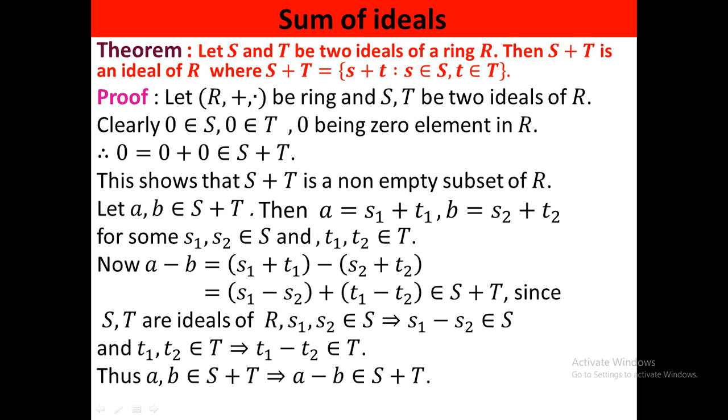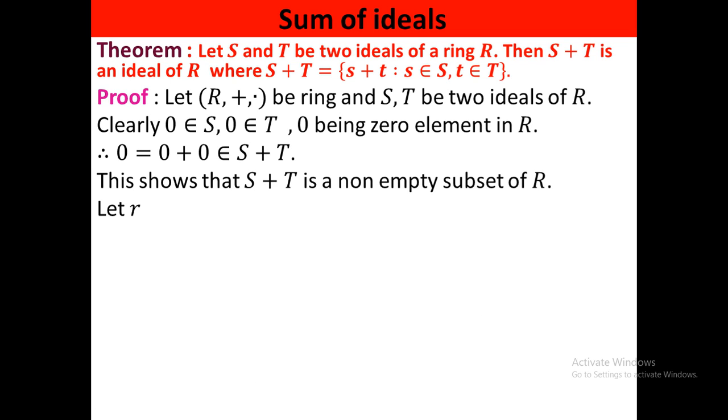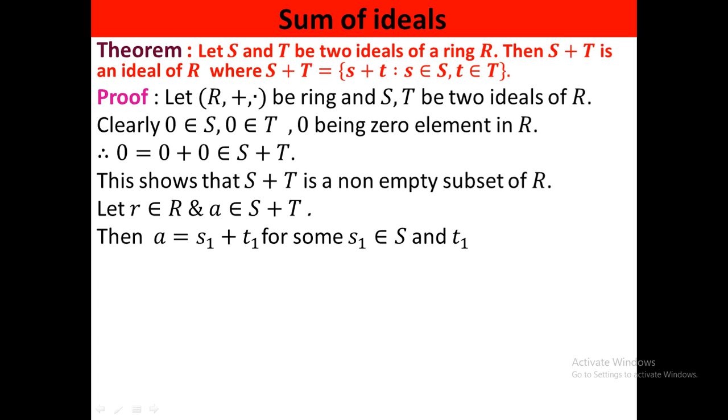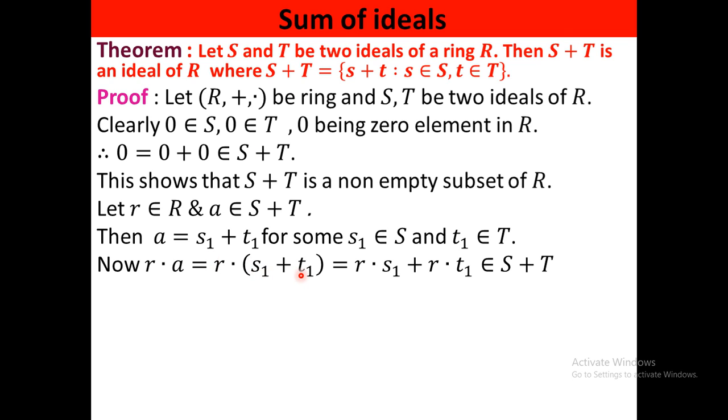Now we have to check the second condition. For that purpose, we consider two elements, one from the ring and another from S plus T. Since A is an element of S plus T, A will be in that form. That means A equals S1 plus T1 for some S1 in capital S and T1 from capital T. Now we have to check A dot R and R dot A. At first we check R dot A. Here A is S1 plus T1.